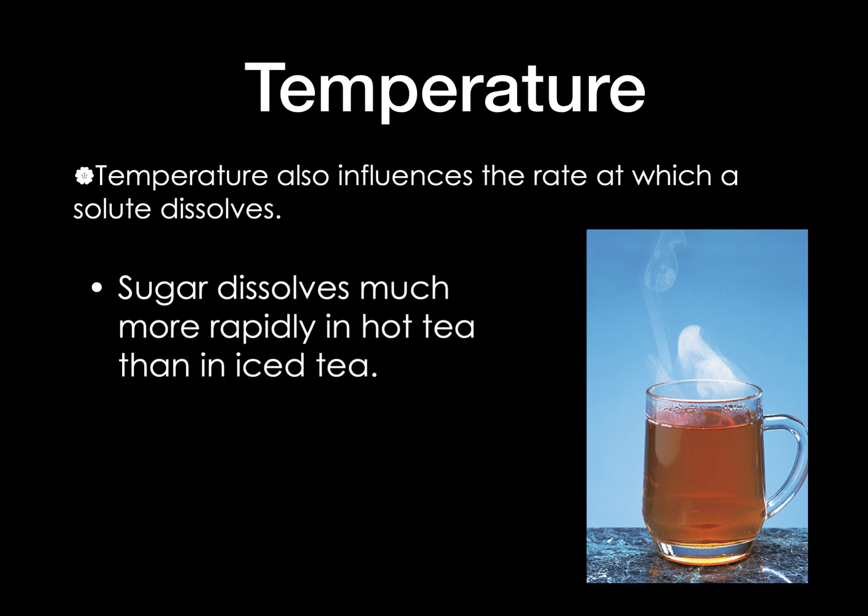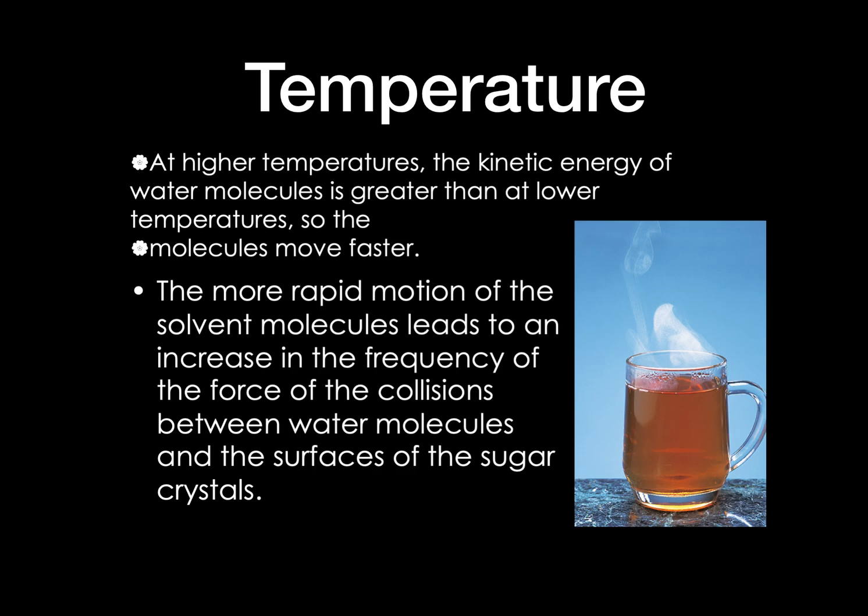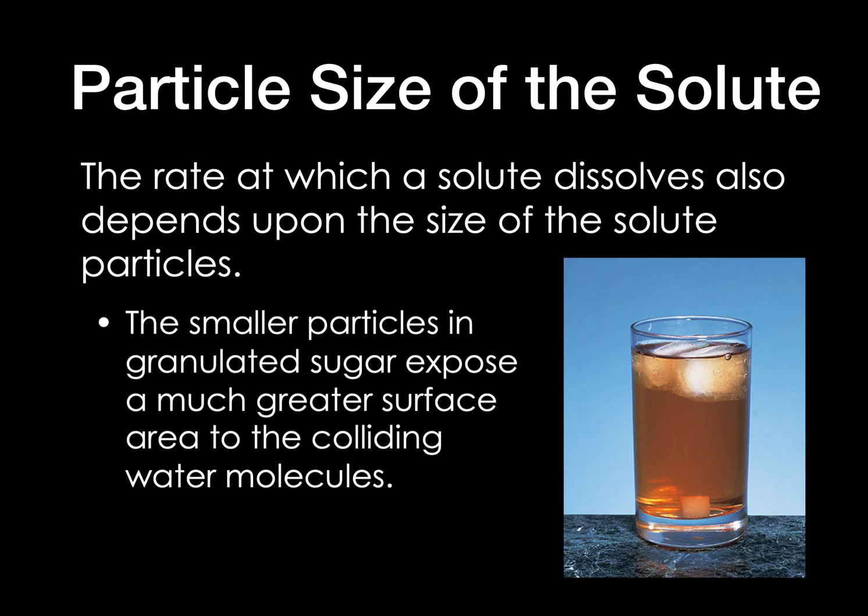Next one is temperature. Sugar dissolves much more rapidly in hot tea than iced tea, because at higher temperatures, the kinetic energy of water molecules is greater than at lower temperatures, so the molecules move faster. The more rapid motion of the solvent molecules leads to an increase in the frequency and force of the collisions between water molecules and the surfaces of the sugar crystals.